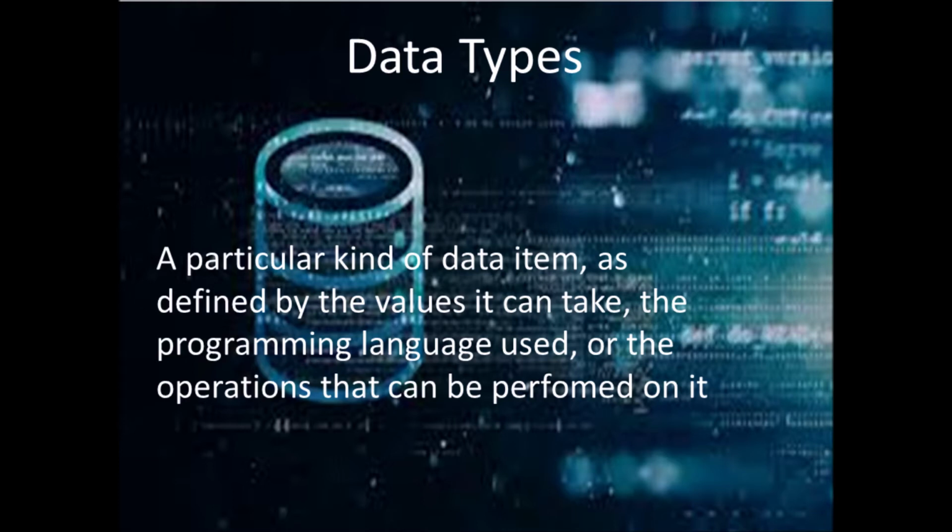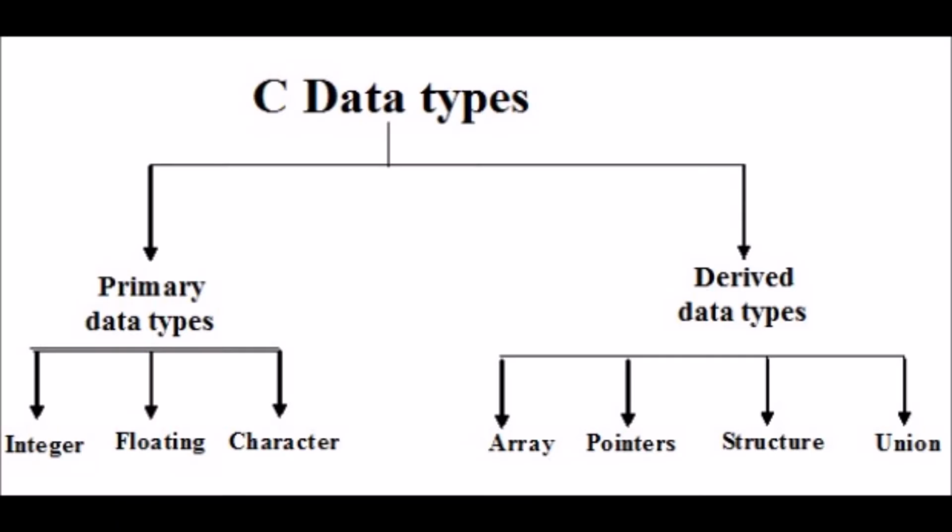As we know, data is present in different forms, so we need different data types to store different types of data. So let us see what are the different data types that are available in C language. Data types in C can be classified into two categories. The first one is primary data types and the second one is derived data types. Primary data types are the ones which form the basic building block for any kind of data types. In primary data types we have three. The first one is integer, the second one is float, and the third one is character.